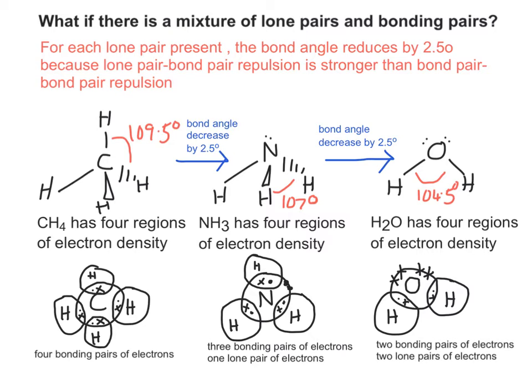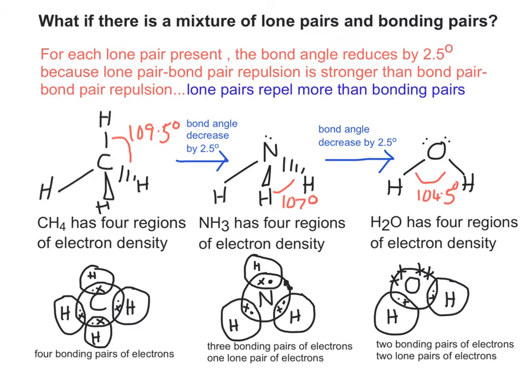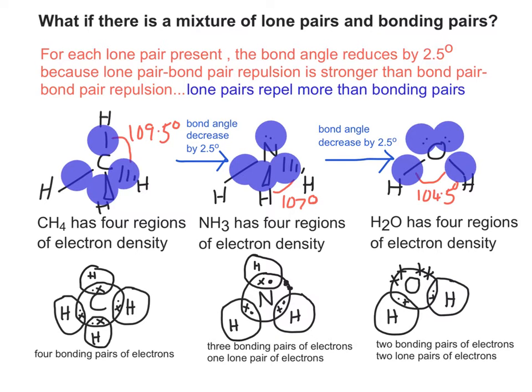If we now start to mix it up a little bit and have in amongst our regions of electron density a mixture of bonding and lone pairs, what we need to remember is the lone pair bond pair repulsion is stronger than bond pair repulsion. And like we said earlier, lone pairs repel more than bonding pairs. So we keep in mind that there are 4 regions of electron density in these 3 examples. Some of those regions of electron density are bonding pairs. Some of those regions of electron density are lone pairs.